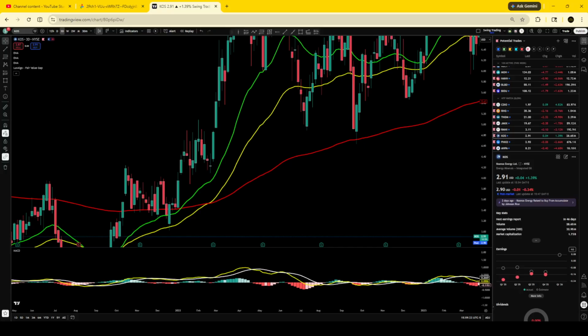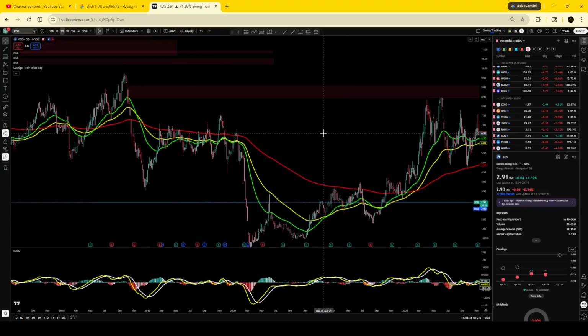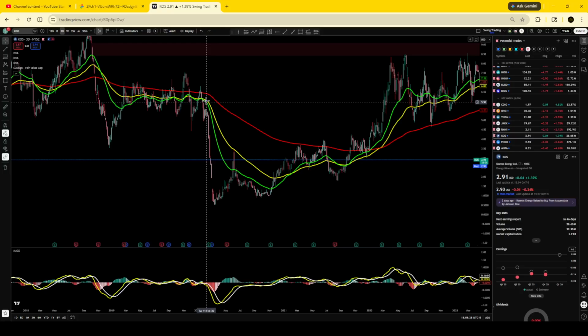So let's get back to it. How it's used: price above EMAs confirms uptrend. Price below EMAs confirms downtrend. And then here's that downtrend right here. Price is below EMAs. Remember, EMAs confirm what price action already shows.